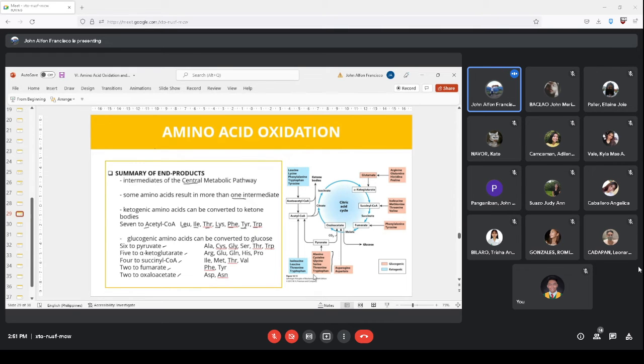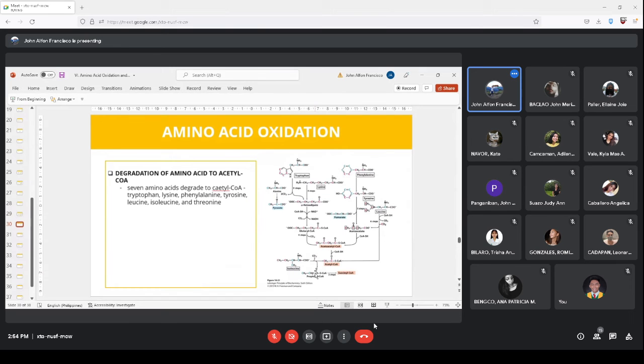So as you can see, si tryptophan, nag-exist siya to formation of acetyl-CoA and pyruvate. As we have mentioned, pwede yung amino acid can result in one or more intermediates. Okay? So let's dig into details. Degradation of amino acids to acetyl-CoA. So seven amino acids can be degraded to acetyl-CoA.